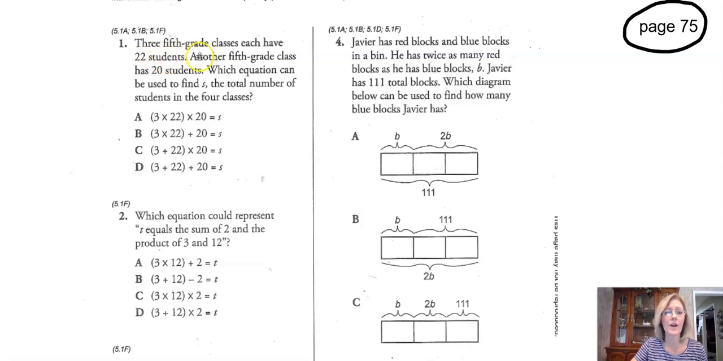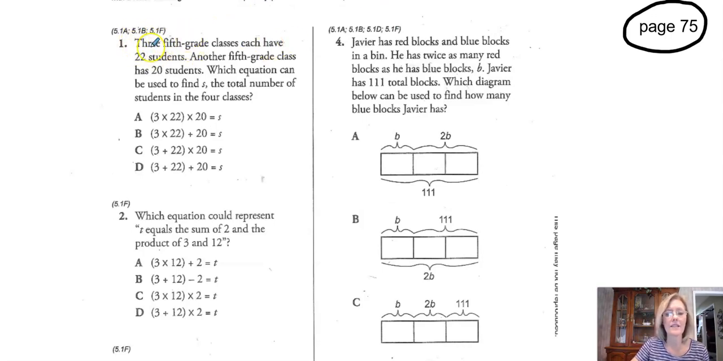Three fifth grade classes each have 22 students. Another fifth grade class has 20 students. Which equation can be used to find S, the total number of students in the 4 classes? We don't start solving anything or trying to guess anything till we start thinking through our problems. So let me pull up a pen and here we go.